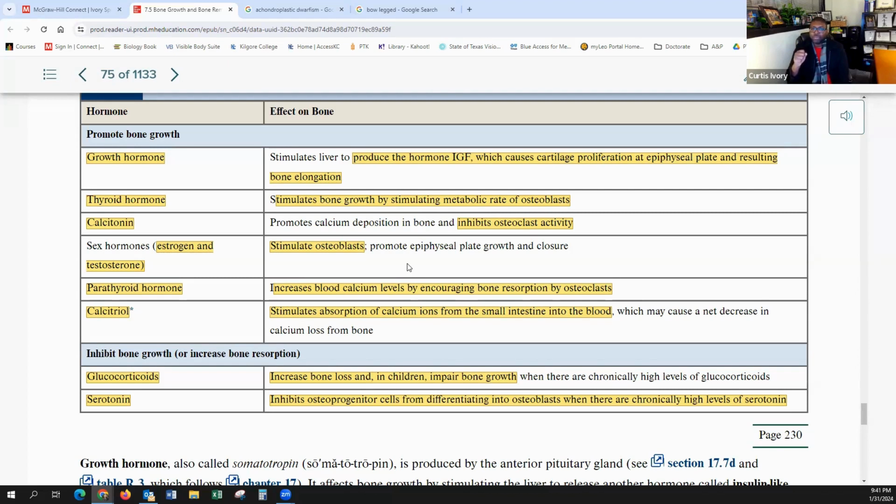Calcitriol is going to stimulate the uptake of calcium from our intestines, which is also one reason why we have to have vitamin D. Glucocorticoids are going to increase bone loss in children and impair bone growth. And then serotonin, which is like the hormone that our brain releases to make us happy, can actually inhibit osteoprogenitor cells or osteoblasts. It can actually stop them from building bones.